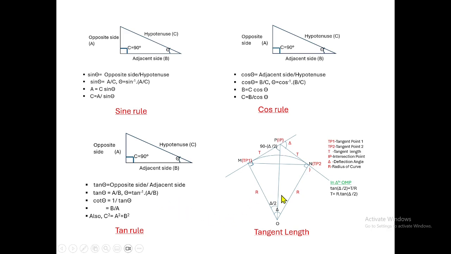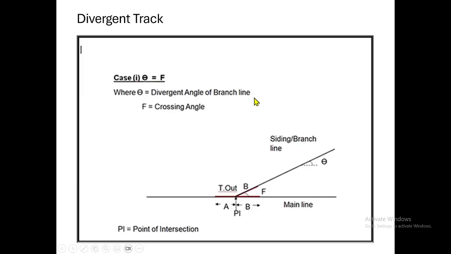Then coming to tangent length, we have already discussed the curve parameters in detail, and particularly you must know this formula: tangent length equal to R tan delta by 2, where delta is the deflection angle. So tangent length equal to R tan delta by 2. These things will be required during the design of the layout. Now we'll see the design of different types of connections one by one.